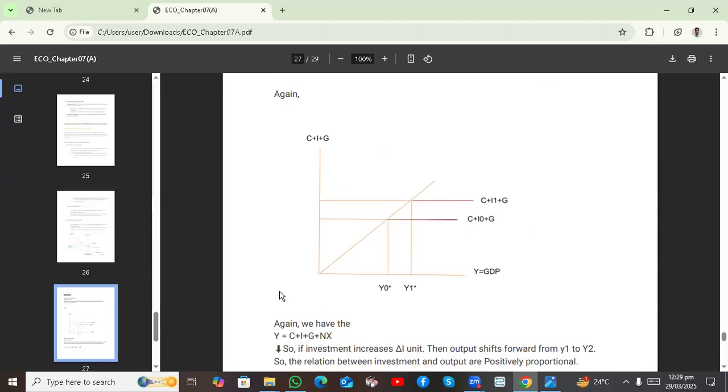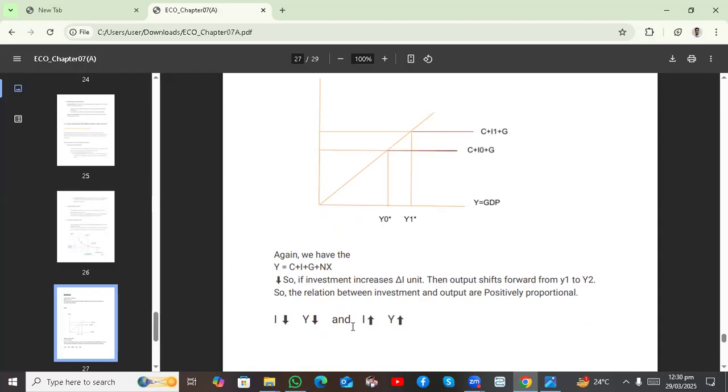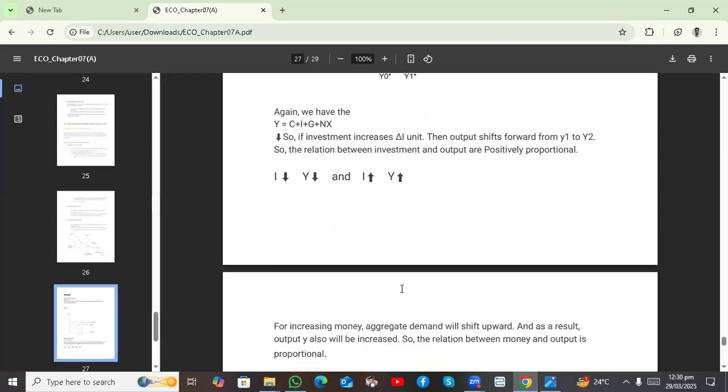And again, we have the equation Y = C + I + G + NX. Here you can see a graph between C + I + G and Y. If investment increases, then output shifts forward from Y1 to Y2. So the relation between investment and output is positively proportional. If investment is declining, output declines. If investment is increasing, output increases.